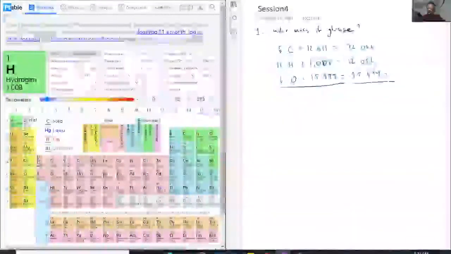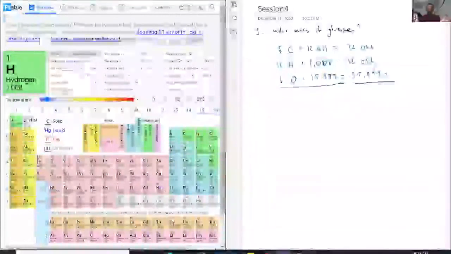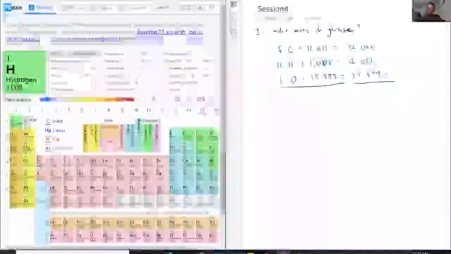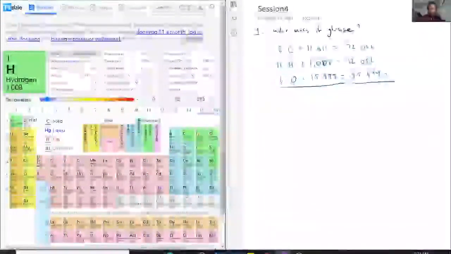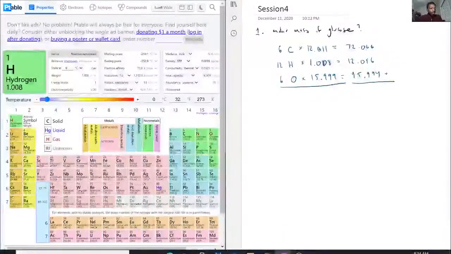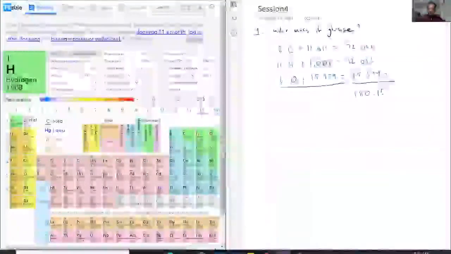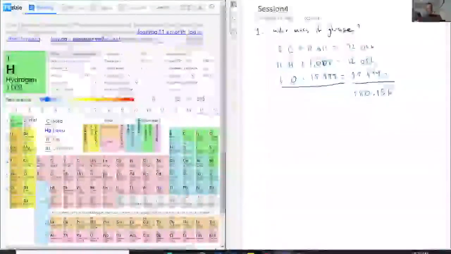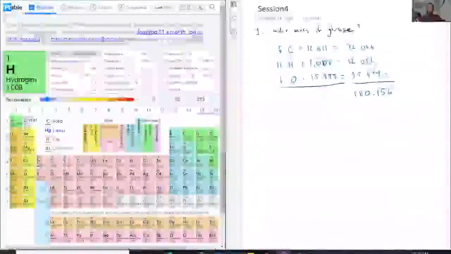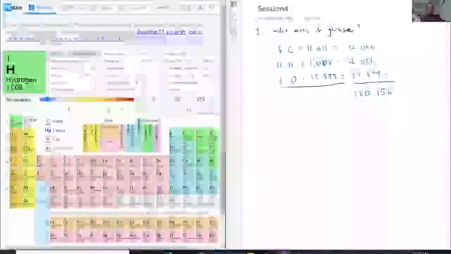Okay? And here is where we add them all up together so we can get our total molar mass, because now we've factored in every constituent in glucose. That's 95.994 plus 12.096 plus 72.066. So the total we get for glucose when we add them all together is 180.156.